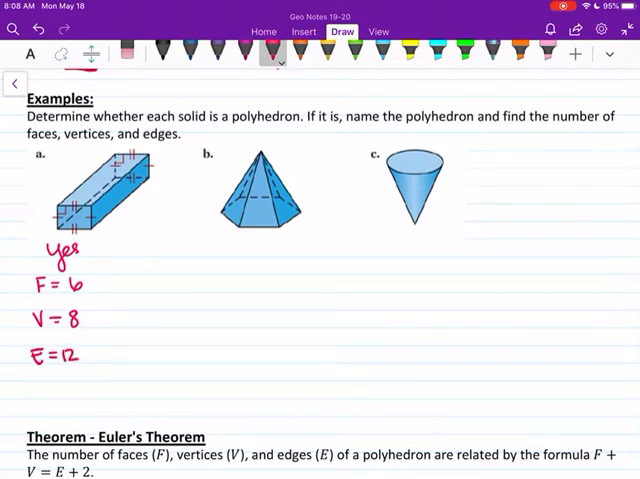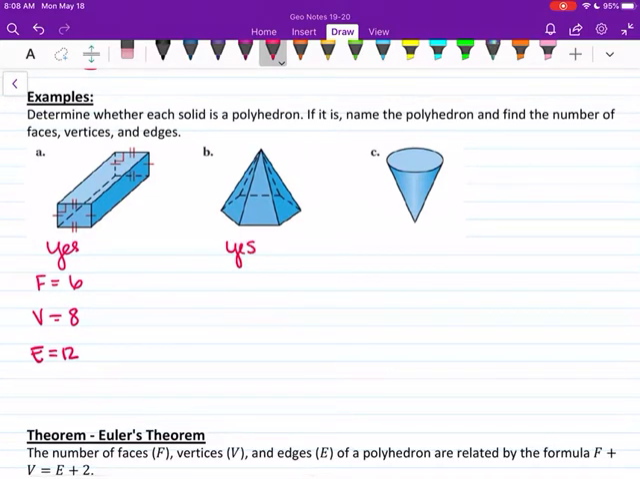Okay, so my next shape looks like a pyramid. So let's double check. Yep, I have a hexagon as my base, and then all of the sides are triangles that meet at a vertex. So yes, that is a polyhedron because all of those are polygons. The number of faces: there's 6 triangles, and then there's 1 base, so there's going to be 7 faces.